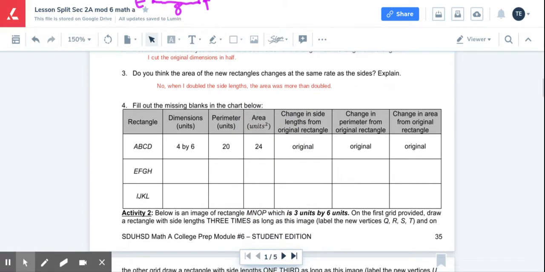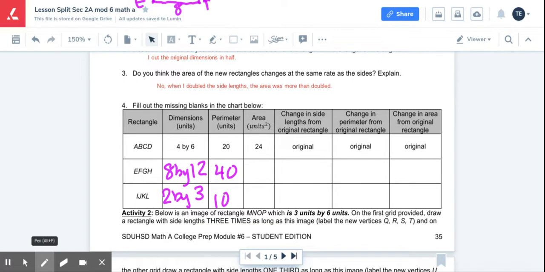All right, so here I am filling in the chart. It says, what's the dimensions? So our first one that we made on the left was 8 by 12. And the one we made on the right was 2 by 3. So then it asks us to get the perimeter. So for E, F, G, H, I have to go 8 plus 12 plus 8 plus 12 because I have to add up all the sides. So that would be 40. And for my bottom one, 2 plus 3 plus 2 plus 3, that's going to be 10.